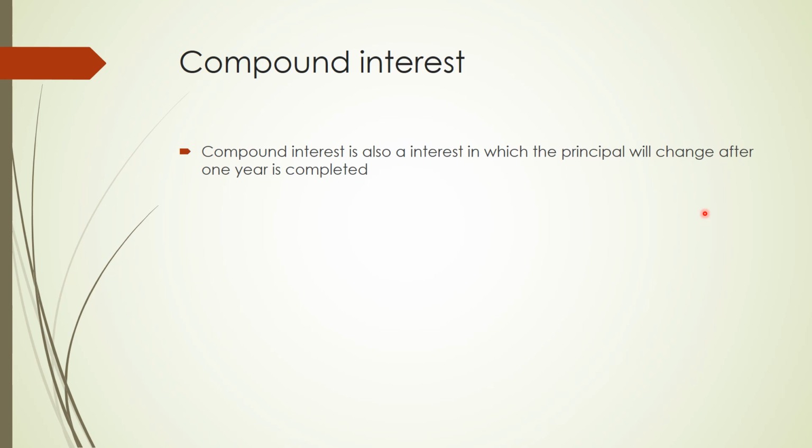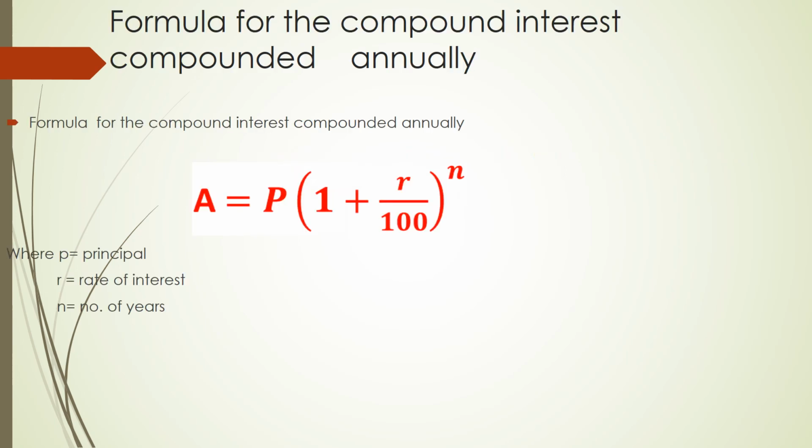Do you understand? Compound interest and simple interest are very similar, but the only difference here is that the principal will change after every year, after 1 year is completed. But in simple interest, the principal will not change even after many years. Now let's see the formulas related to compound interest.